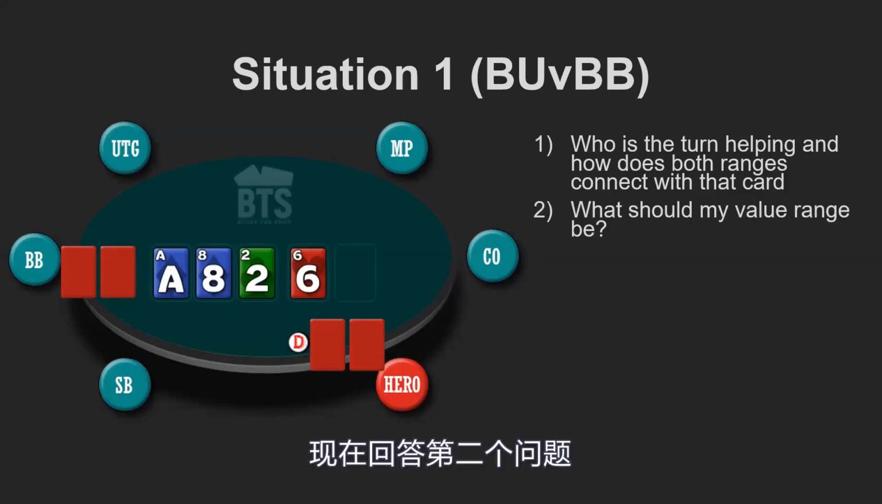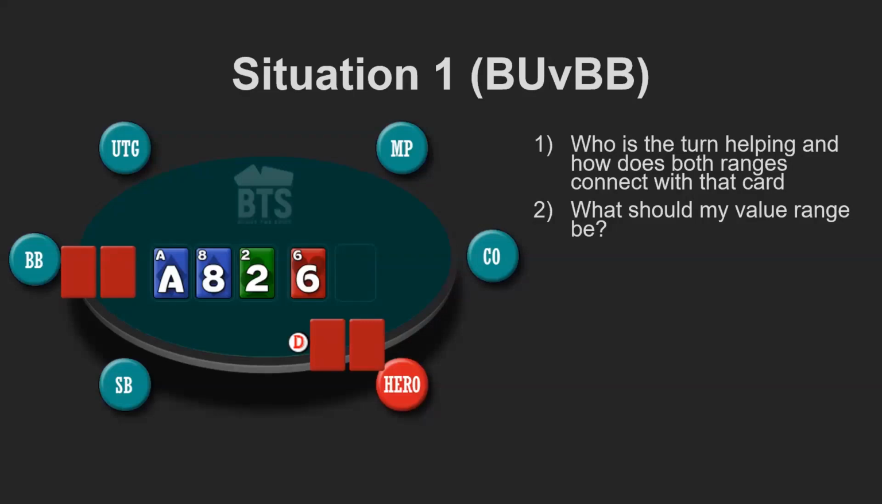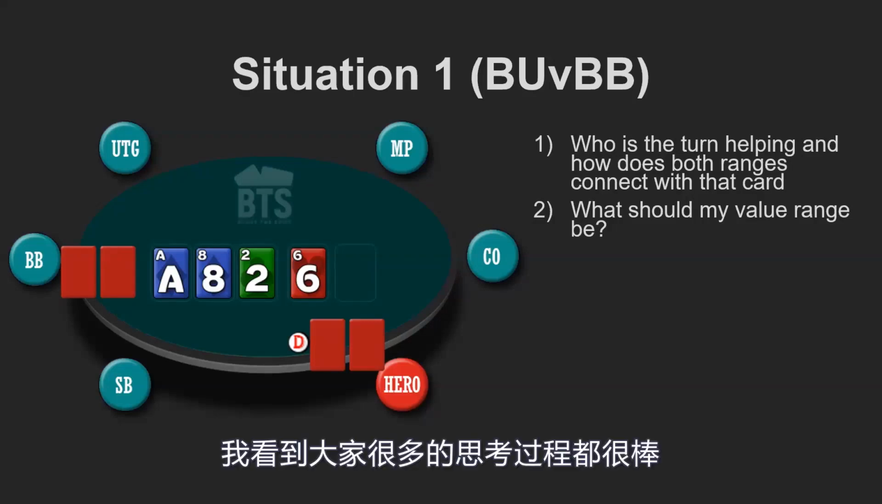Now, the second question we should ask is, what should my value range be here? What do you guys think? Should we be betting wide? Should we be betting tight? Should we still be betting something like 8x, pocket nines? All right, I see that a lot of you guys have the right thought process.